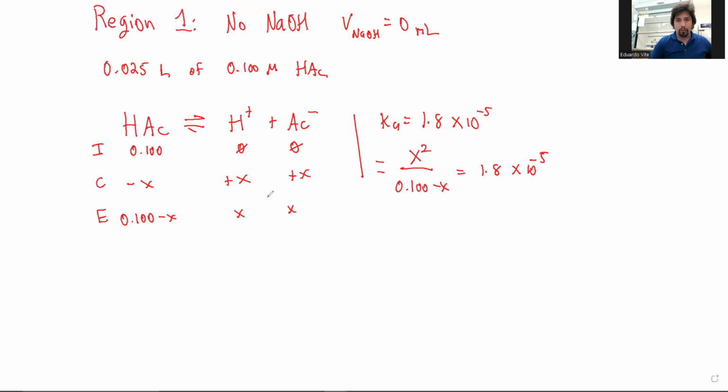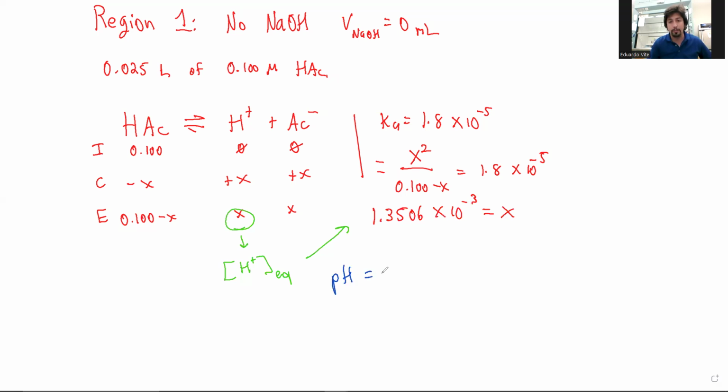Okay, so I got from the Casio calculator 1.3506 times 10 to the minus 3, which is equal to x. And also take note, right here, this x value corresponds directly to the hydrogen ion concentration at equilibrium. And that corresponds to this x value. So if we want to calculate the pH, well, the definition of pH is just the negative log of the hydrogen ion concentration. So we just plug in that value and we take the negative log.